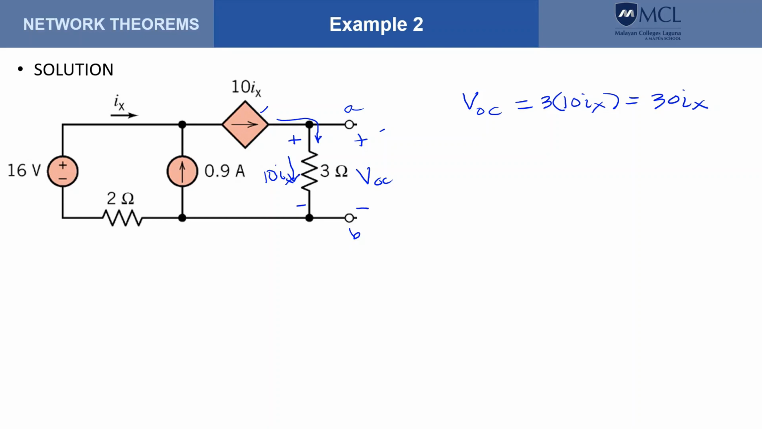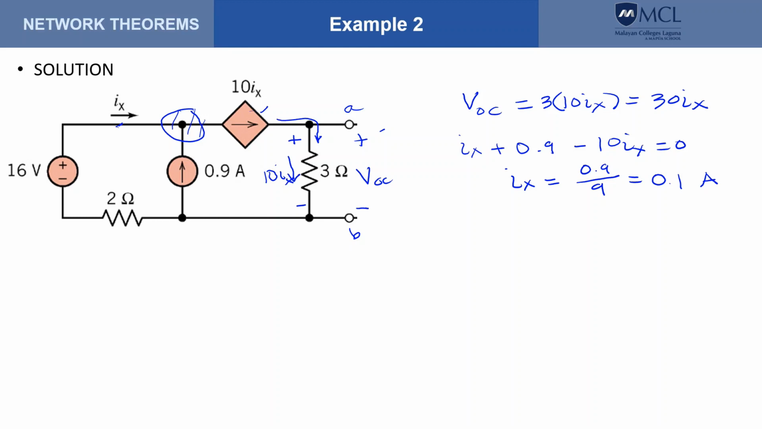So, but what is I sub x? Well, I can write a KCL on this node. So take note, this current source is dependent on the current that flows in this branch here. So doing the KCL on this node, that will give us current entering, so that is I sub x plus 0.9 minus 10 I sub x equals 0. So that means that we have here I sub x equals 0.9 divided by 9, or that is equals to 0.1 ampere.